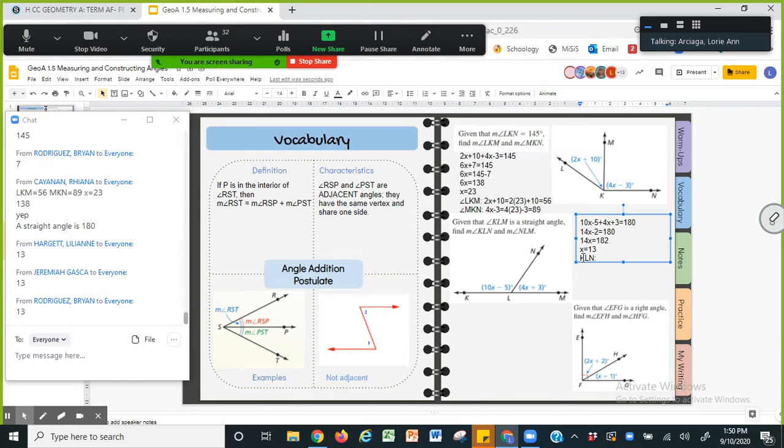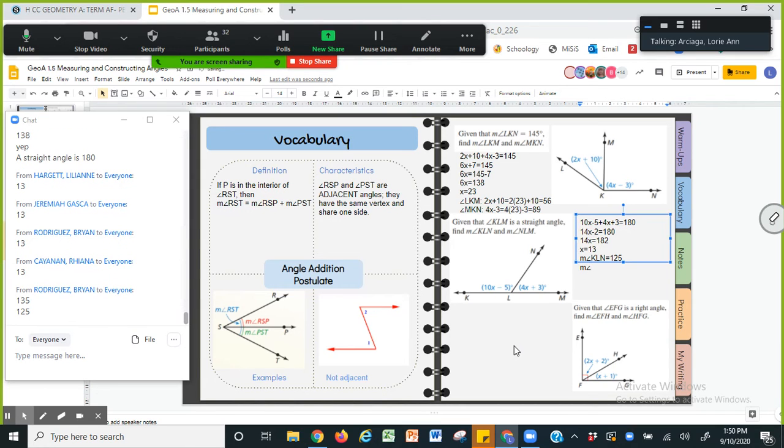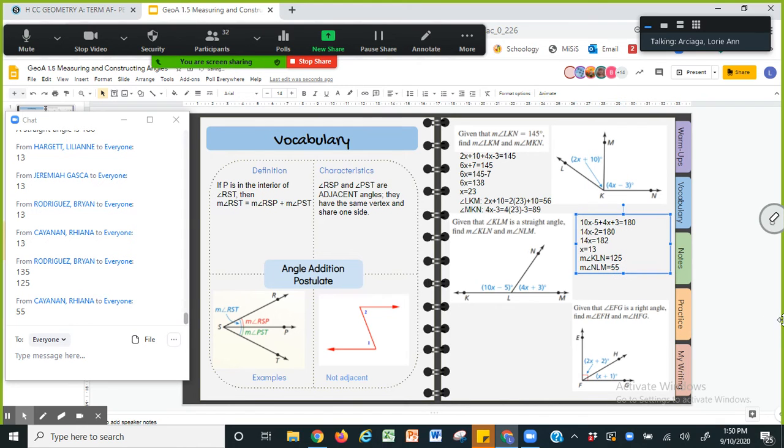If you want to know the measure of KLN, just substitute that in your head. 10 times 13 is 130, minus 5. That's 125, right? Nice, Brian. And then if you want to know the measure of NLM, 4 times 13 is 52 plus 3. Rihanna said 55. There you go. Okay. All right.